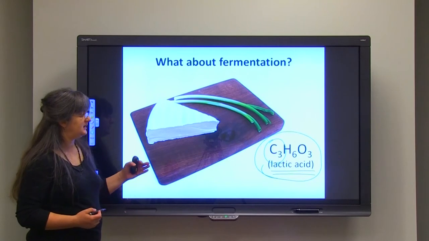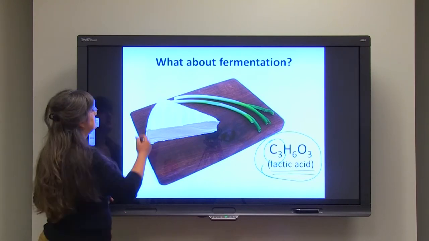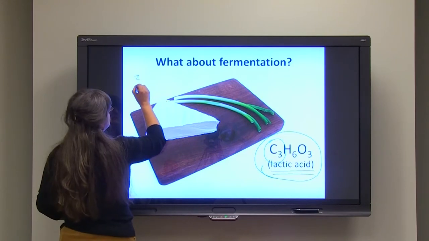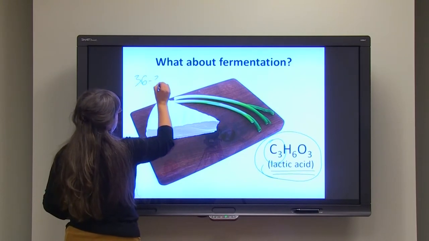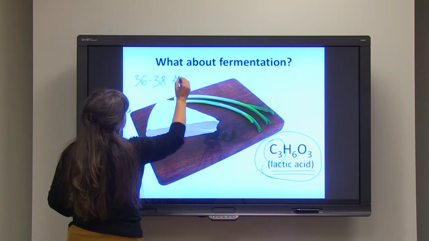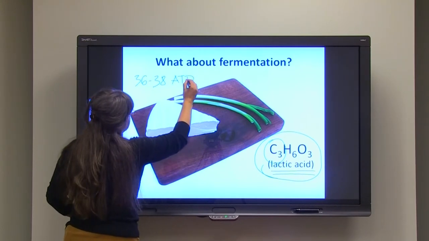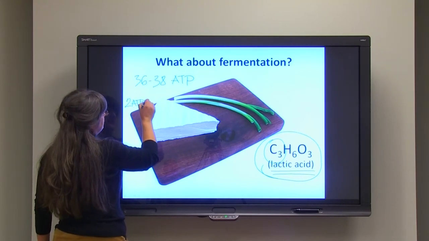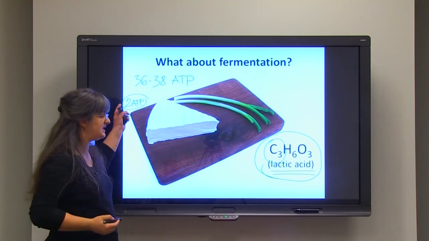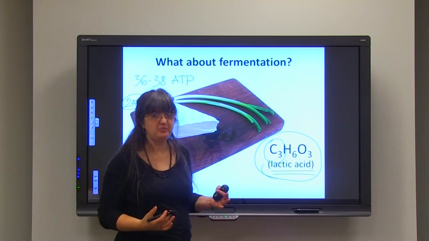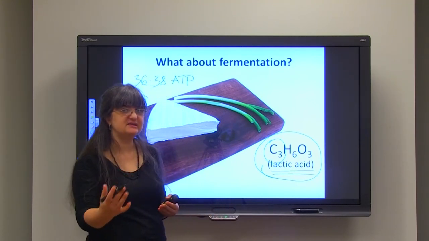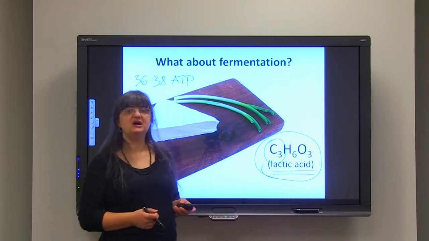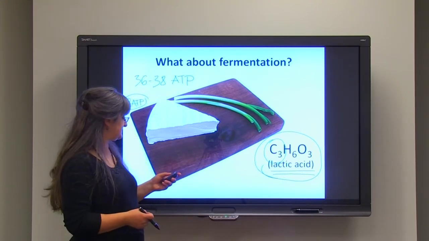The energy utilization from one glucose, if it enters the Krebs cycle, is 36 to 38 molecules of ATP, right? Glycolysis yields only 2 ATP, and that is why this process is only a backup. Only if we don't have enough oxygen is when our body goes into production of the lactic acid.